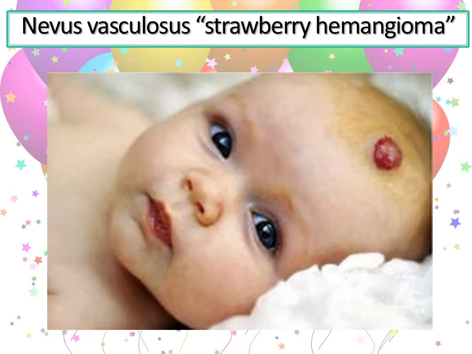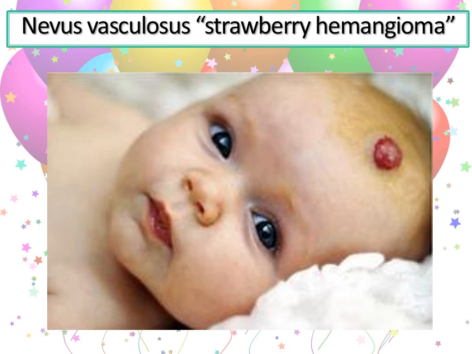Then this image of the newborn depicts the nevus vasculosus, also known as a strawberry hemangioma. Strawberry hemangiomas may appear anywhere on the body but are most common on the face, the scalp, the back, or the chest. They consist of small, closely packed blood vessels.